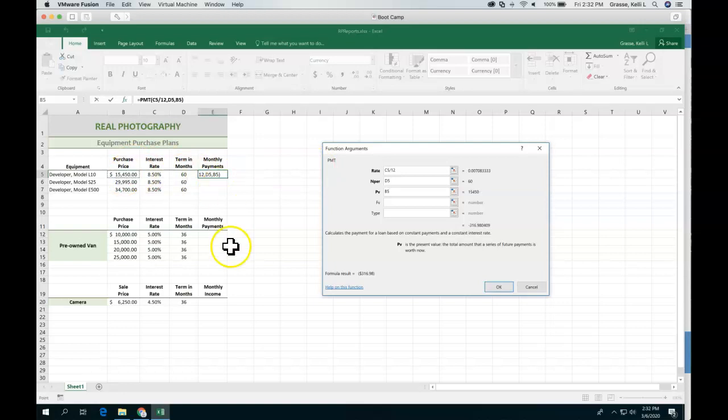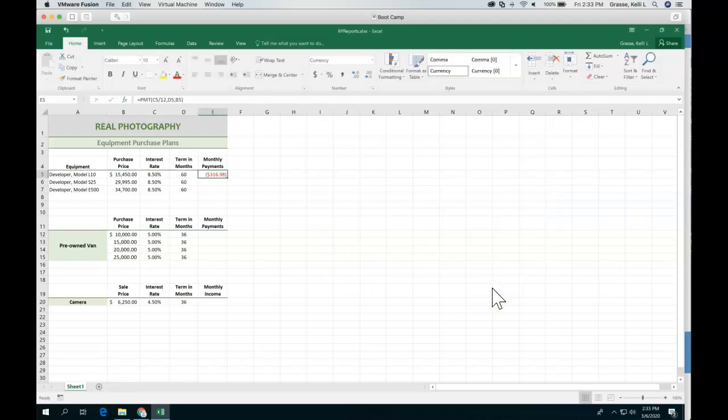So notice it gives us our formula result, and it always shows it to us as a negative number, because again, this is money that the loan represents, money going out of our company, if it's a company, or going out of our house if this is our home. So they show it as a negative number. So we're going to go ahead and click OK and see that as a negative number.